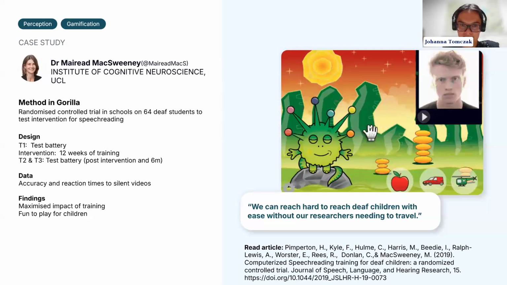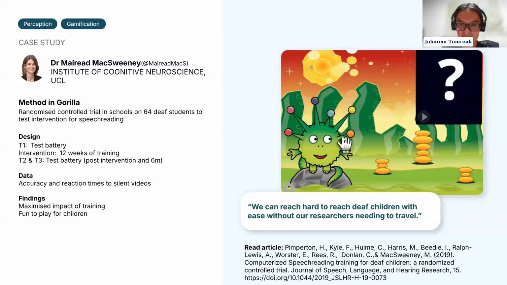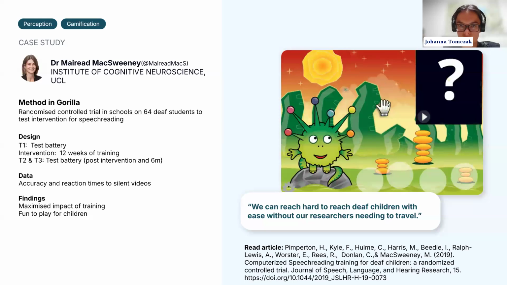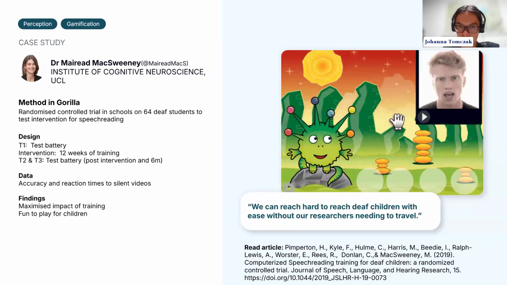And I know it's actually vomiting, so that was probably an incorrect response. But if the monster was happy, it showed that it was happy, and that was the reward for the kids who read the speech correctly. And what Mairead told us about this is that she had this test battery and then an intervention of 12 weeks of training where the children in the schools would just go through the task over and over again.